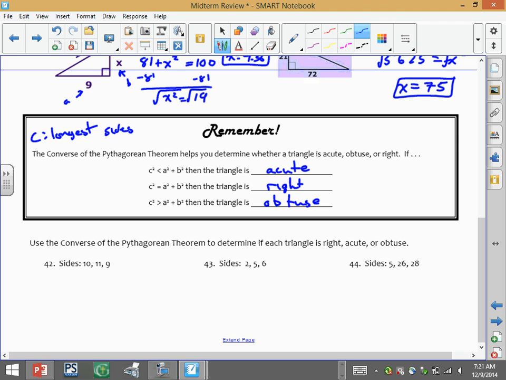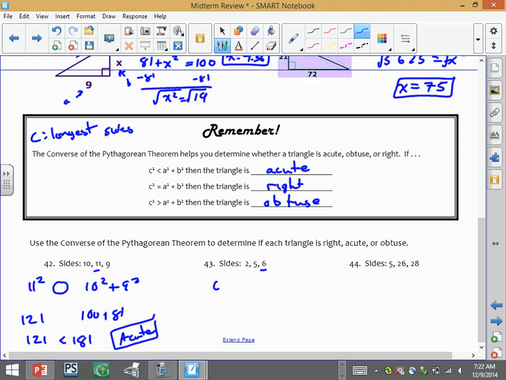So the longest side here is 11, so we'll do 11 squared, and you compare it to 10 squared plus 9 squared. So 11 squared is 121. We have 100 plus 81. So 121 is definitely less than 181, which means this is acute. Remember, always do the big side first. Big side here is 6.